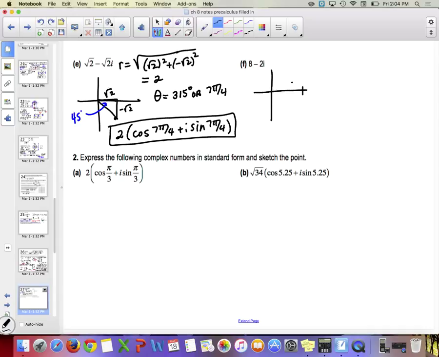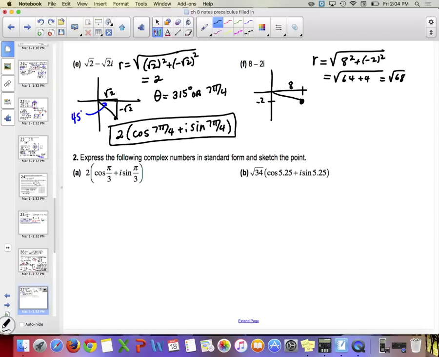All right, this one does involve some math, right? So we go out 8, and then we go down 2. So our point's right there. So if I find my r, I'm going to have the square root of 8 squared plus negative 2 squared. So 64 plus 4. So we have the square root of 68.